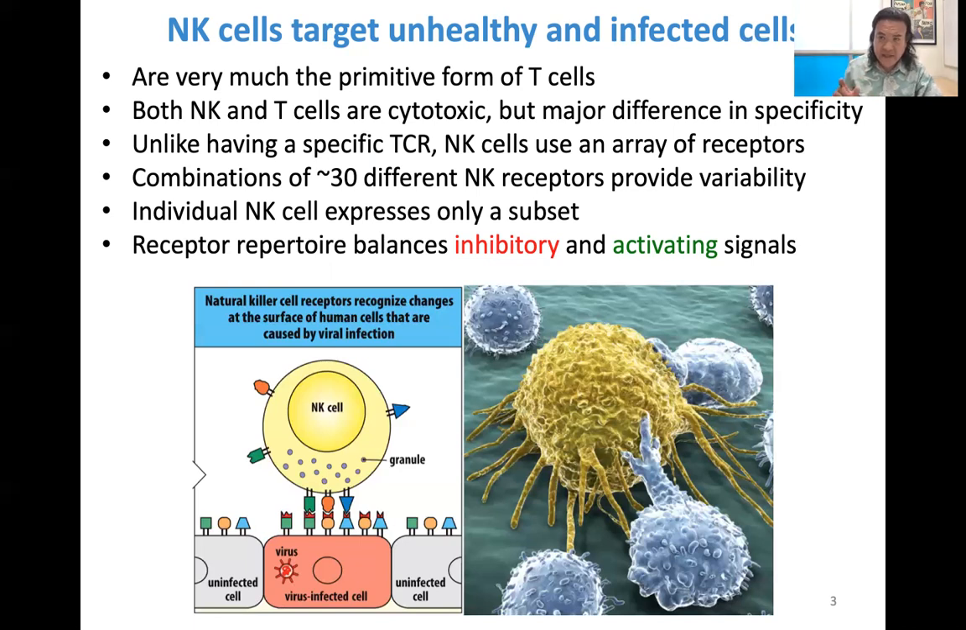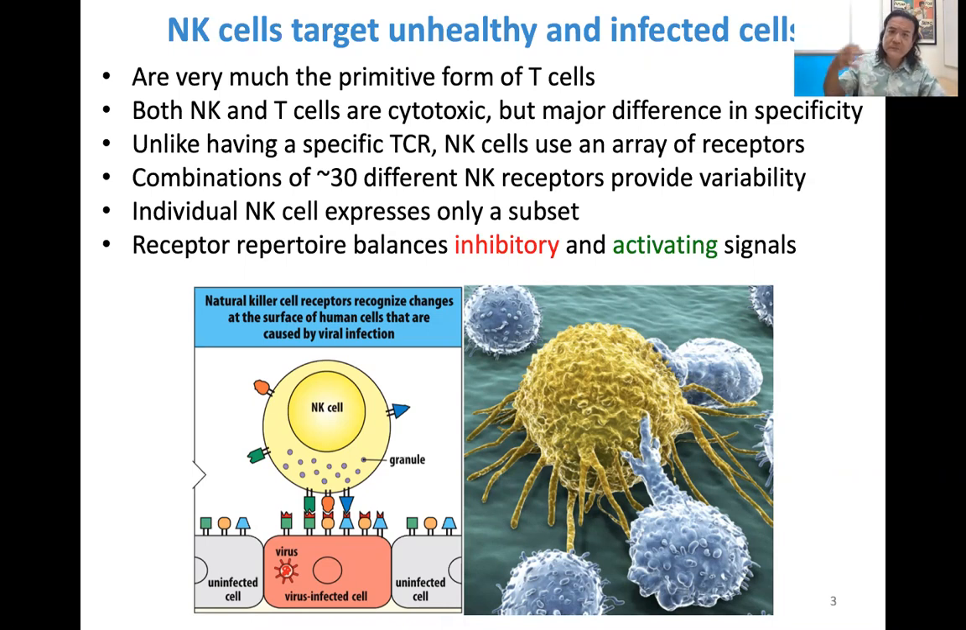So unlike those T cells, natural killer cells don't have any real specific unique receptors on their surface. They use an array of different types of receptors. There's a combination of about 30 different types of NK receptors. Each one is good at binding to a different general type of molecule that might represent some sort of signal that there's something wrong with the target cell that the NK cell is bunched up against.